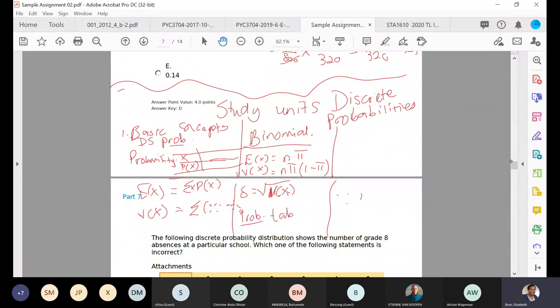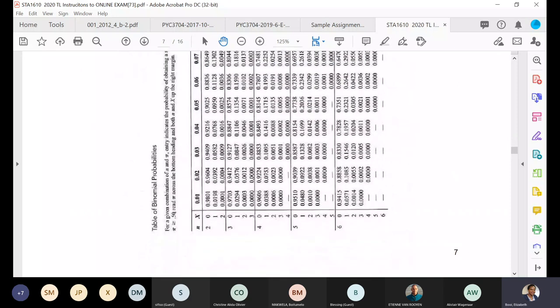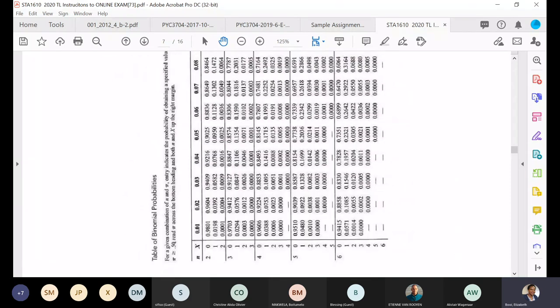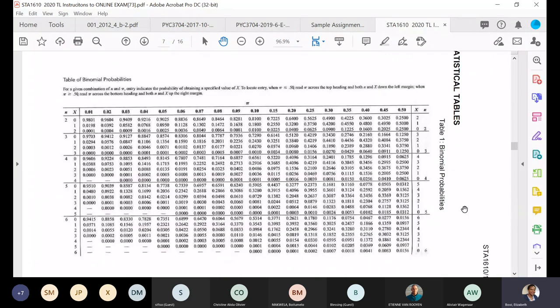Finding the probabilities on the table, because then we have a table. Remember, the table for the binomial has two sides. We need to turn this table around. It has the top part with the probability of success at the top, and on the left you have the n and x values separating for each probability of success. The top part of the table corresponds with the left side of the table.